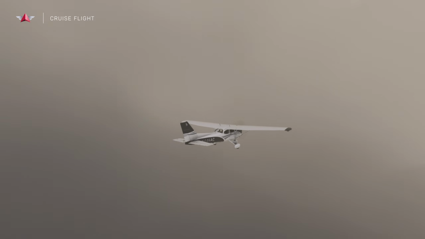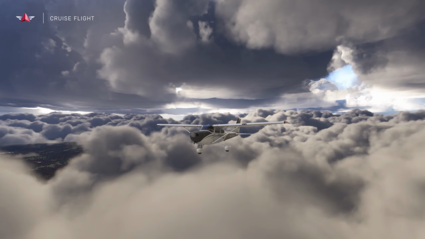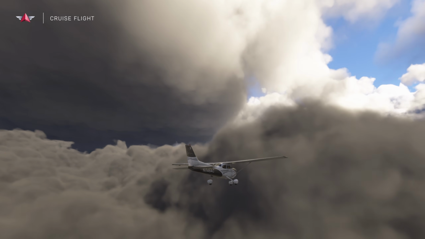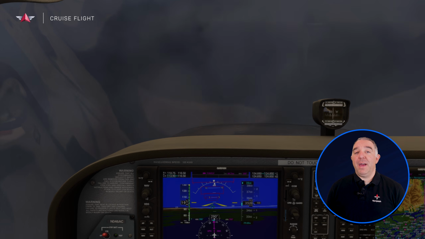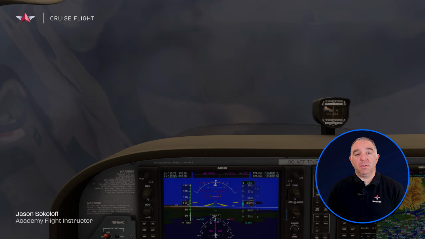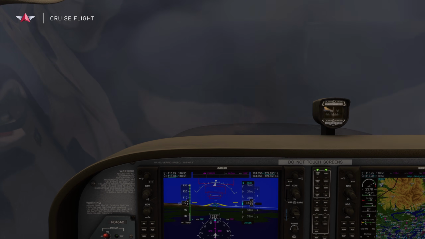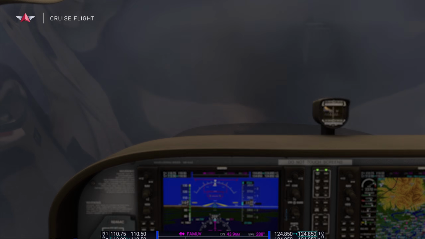Hi everyone, welcome to the Cessna 172. We're flying in some pretty poor weather today. Shortly, we'll enter this cloud right here and be fully immersed in IMC, that is, instrument meteorological conditions. All right, here we go. As we enter the soup, it's time to begin our scan.